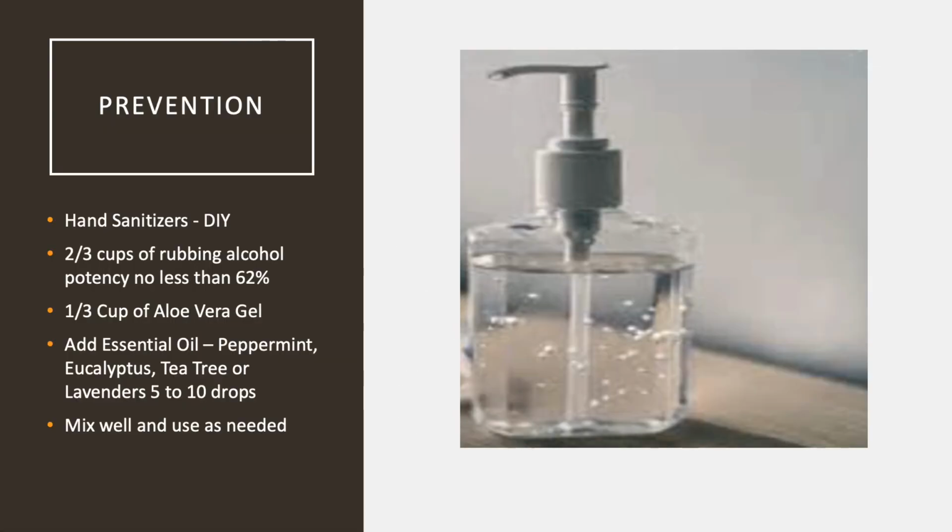In terms of prevention, make sure you have your hand sanitizers. And here's a great way to do it because there's not many left in the market. Two-thirds cup of rubbing alcohol, potency no less than 62%, one-third cup of aloe vera gel, and your favorite essential oil, whether it be peppermint, eucalyptus, or tea tree. Mix well and use as needed.